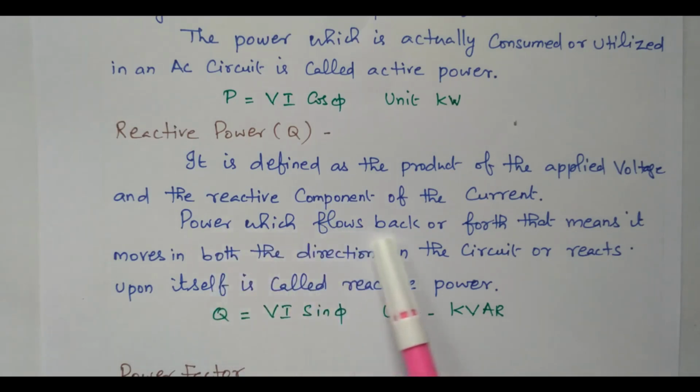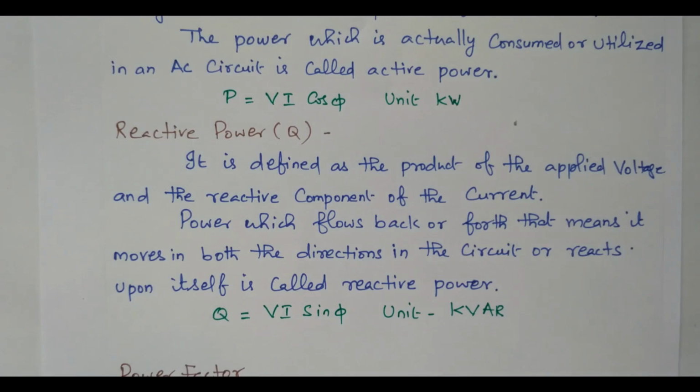The power which flows back and forth. That means it moves in both directions in the circuit or reacts upon itself. The power is not converted. It is reacted. It is dropped in the circuit itself in order to initiate other purposes. That is called reactive power. So Q equal to VI sin φ. The unit is kVAR. Right?